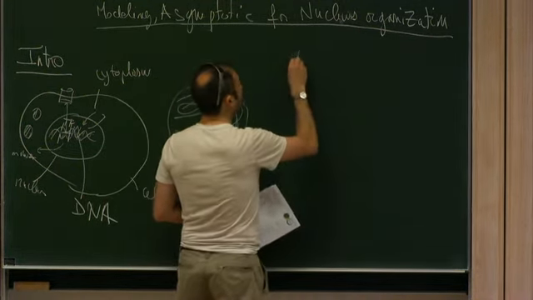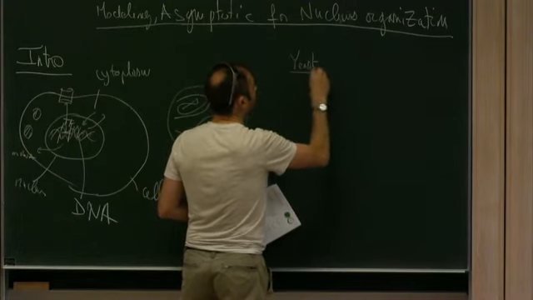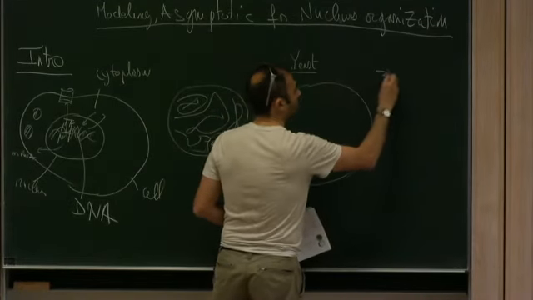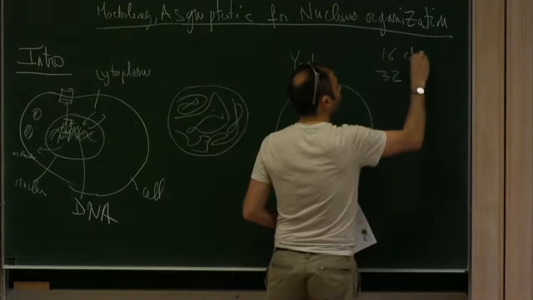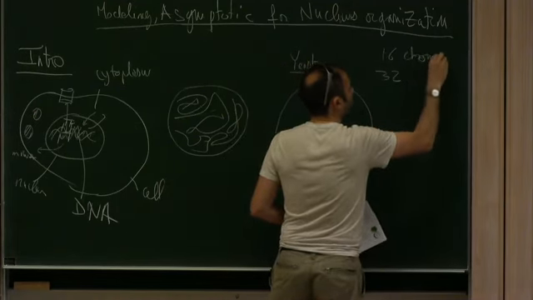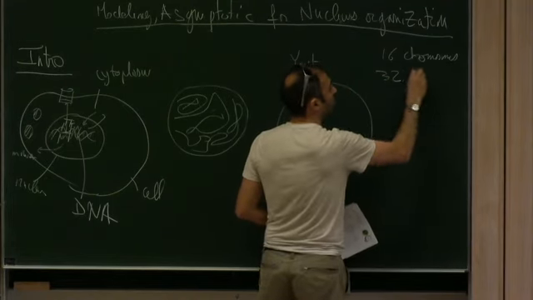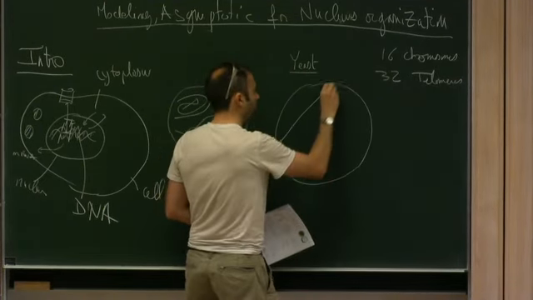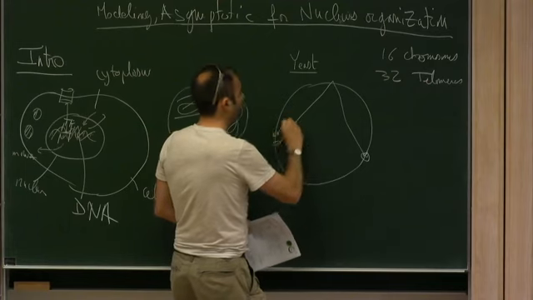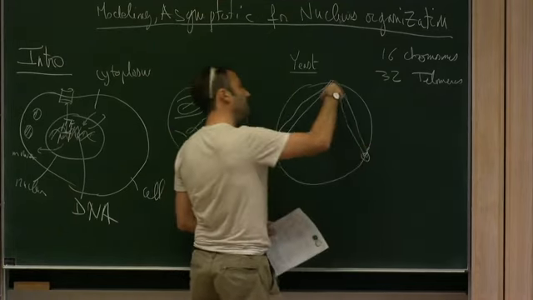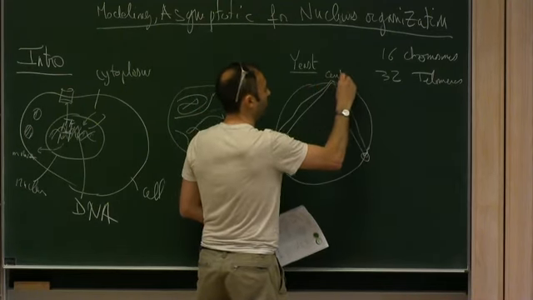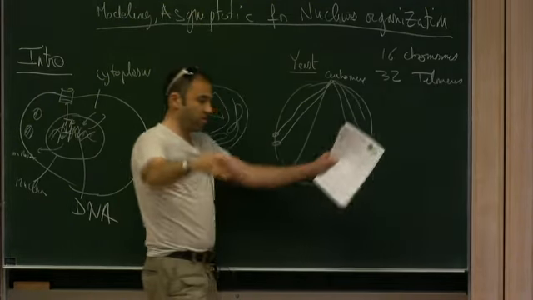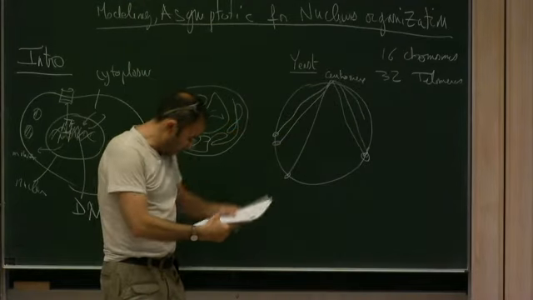So in yeast, there is more order. That is, you have 16 chromosomes, 32 ends. The ends of the chromosome are called the telomeres. And here you see a very nice organization where you have all the chromosomes that are pinned here at a point which is called the centromere. And then you see that the chromosomes are making like an arm.